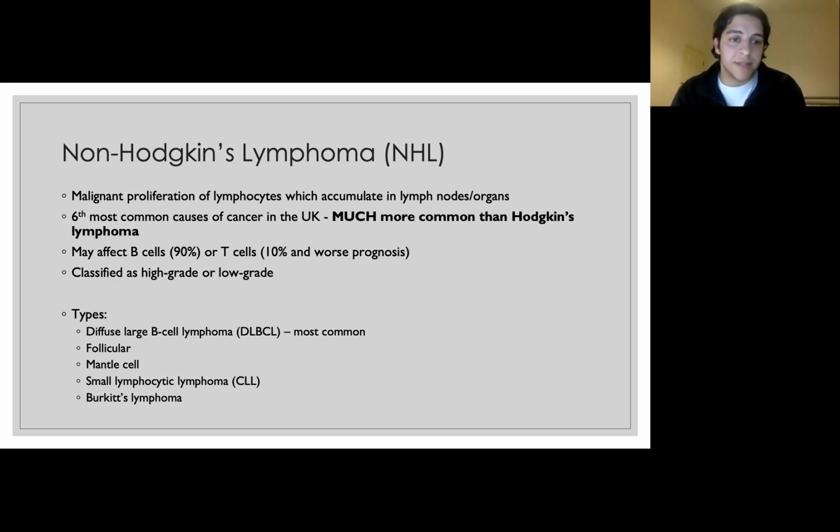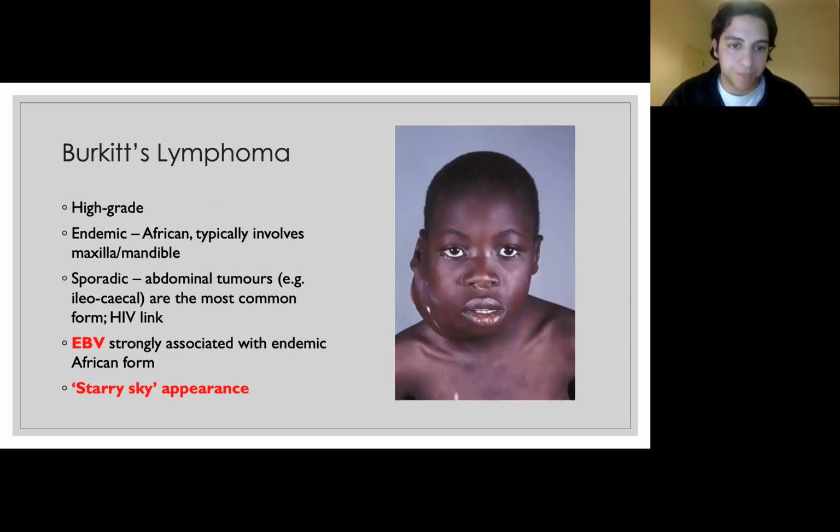It can be classified as high grade or low grade. And there are some different types there as well, which you can read. So diffuse large B cell lymphoma is the most common. There's also follicular, mantle cell, small lymphocytic lymphoma, which is CLL, and Burkitt's lymphoma. I'm just going to touch on Burkitt's lymphoma because you can definitely get examined on Burkitt's lymphoma.